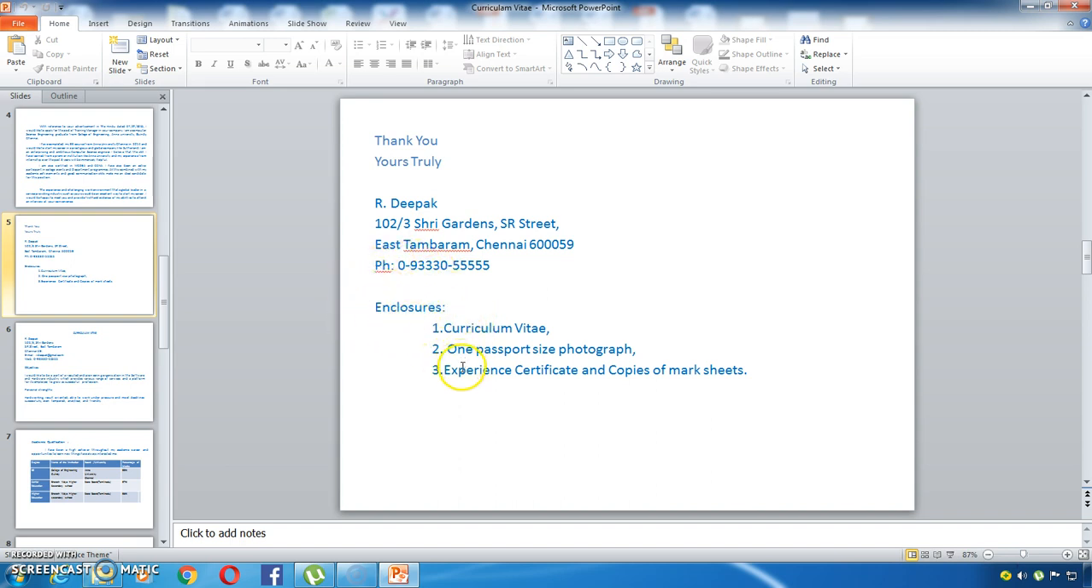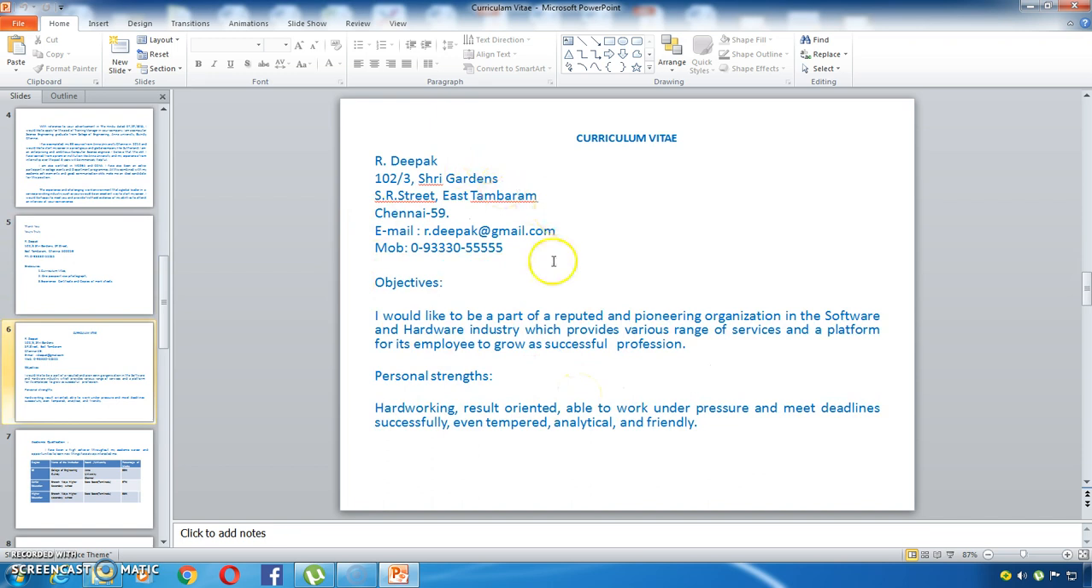Here, since it is an application letter, you have to furnish a curriculum vitae, a CV. You may furnish your own passport size photograph and also your certificates, like experience certificates. So if you have any experience in the same field, you may attach that, and you have to attach the copies of the mark sheets also. So here is the model of a CV or resume.